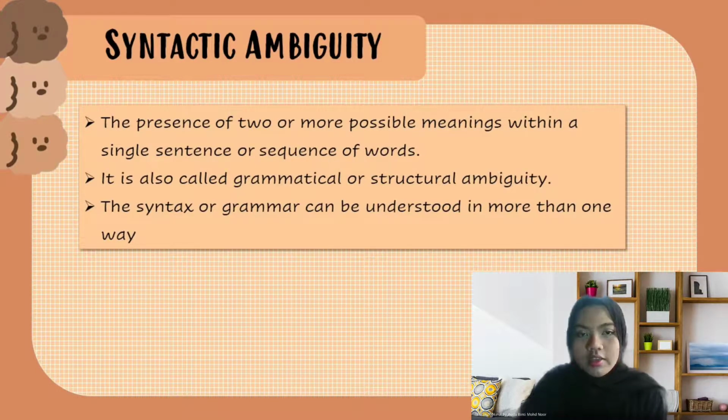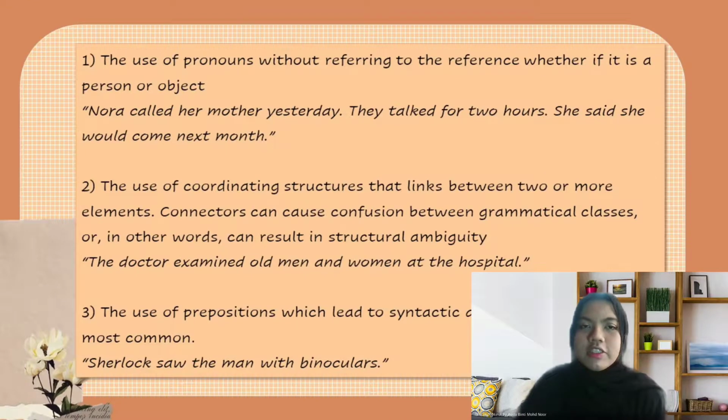There are some reasons. The first reason is the use of pronouns without referring to a reference, whether it's a person or object. For example, we can see on the slide, Nora called her mother yesterday. They talked for 2 hours. She said she would come next month. In this sentence, it is not obvious who is going to come next month. The pronoun she may refer to Nora or her mother.